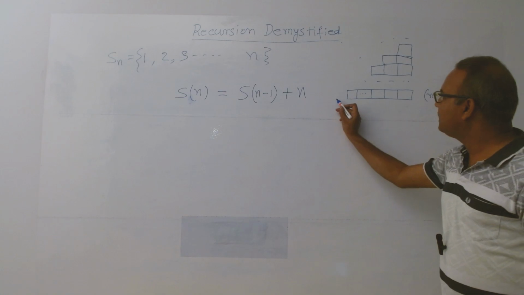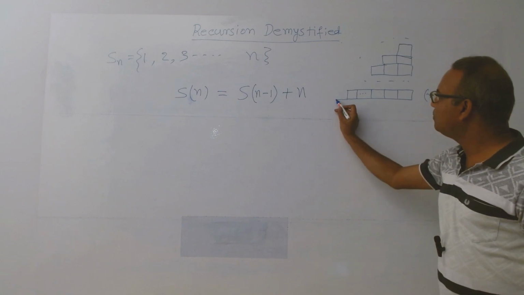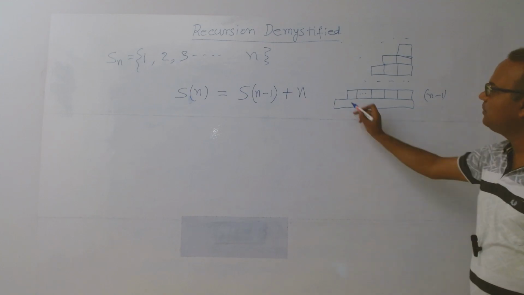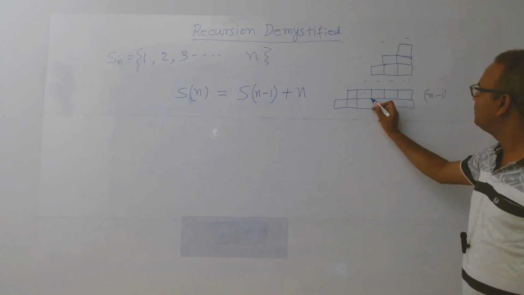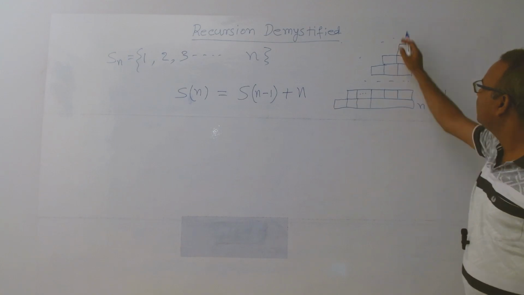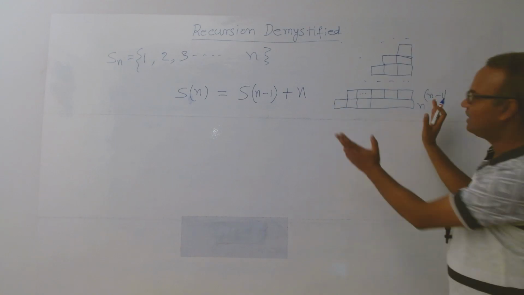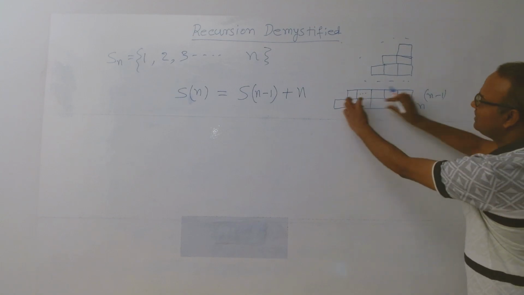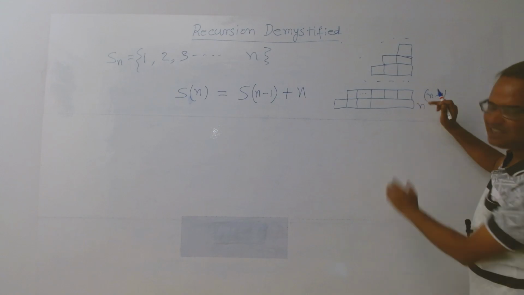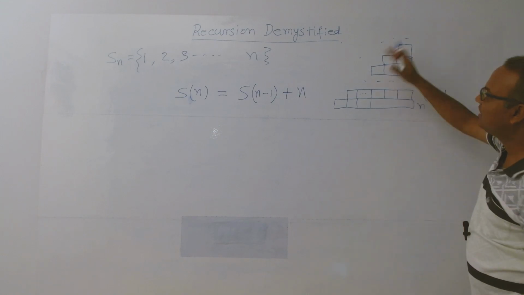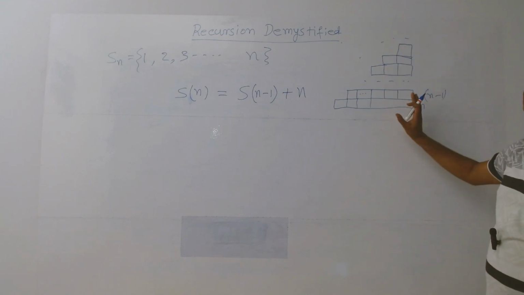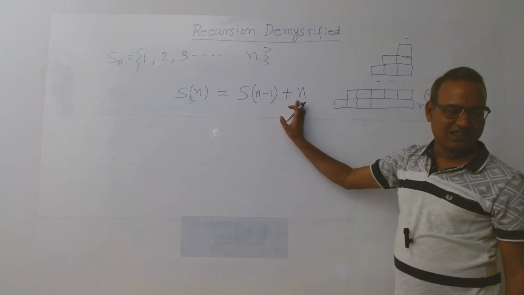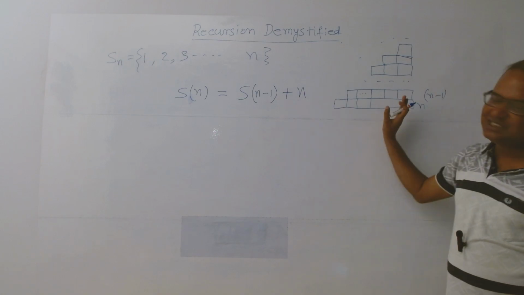Now what will be the n? n will be one more box than n minus 1. So this will be n, and again the total sum will be Sn. So Sn up to this is S of n minus 1. This is the last n element. So n is added and the total sum will be Sn. So this recursion is justified using this diagram.